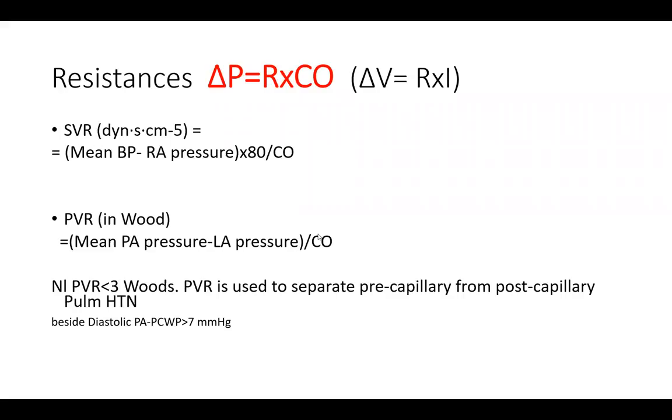This is very important. They ask it on board almost every single year, general cardiology board. So you read it in one way or another. So you need to memorize it well. We don't multiply by 80. This gives you the Wood unit, PVR.